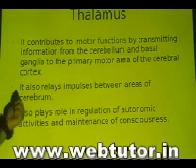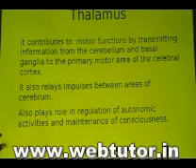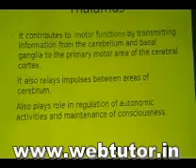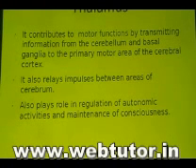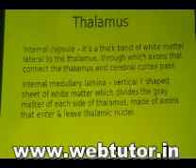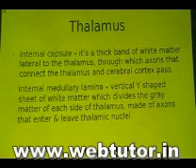It also relays impulses between areas of the cerebrum. Alright. It also plays a role in regulation of autonomic activities and maintenance of consciousness. When you are doing the autonomic nervous system, we will talk about these functions of the thalamus. Thalamus is also made up of these important structures.